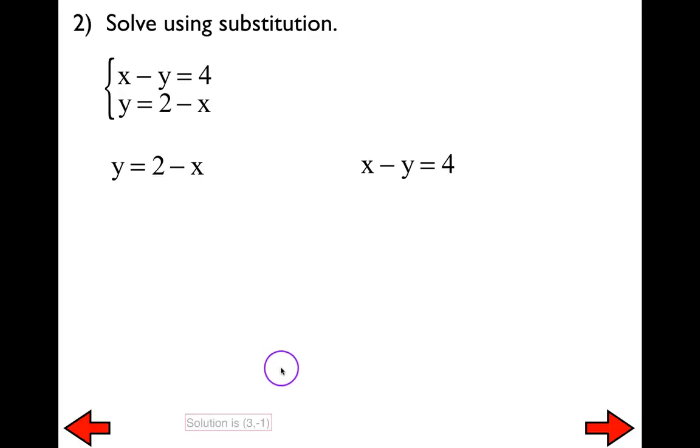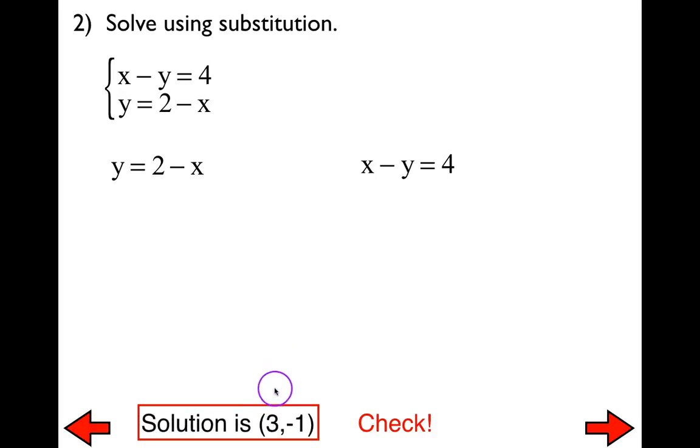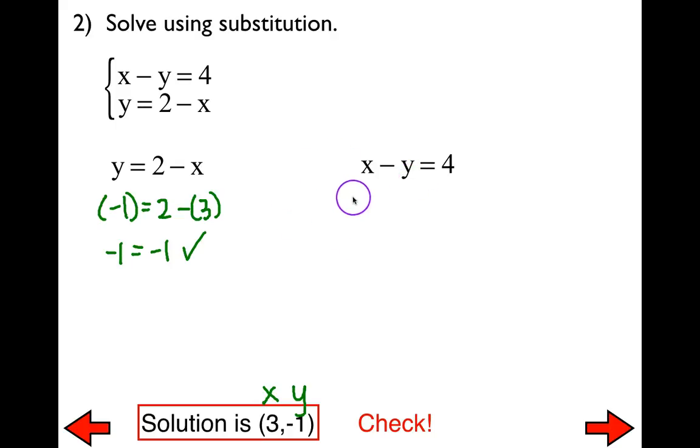In this case, the x's are 3's and the y's are negative 1. So here we have negative 1 equals 2 minus 3. Is this true? Yes, so it works for the first one, but again, for this system to have the solution of 3 comma negative 1, it must work for the second one as well.